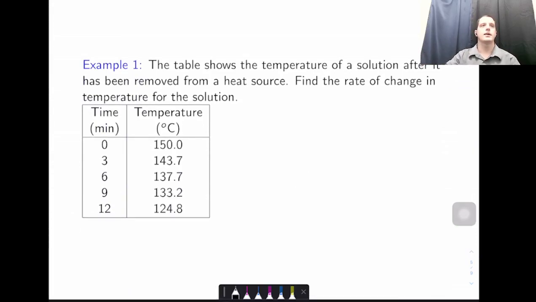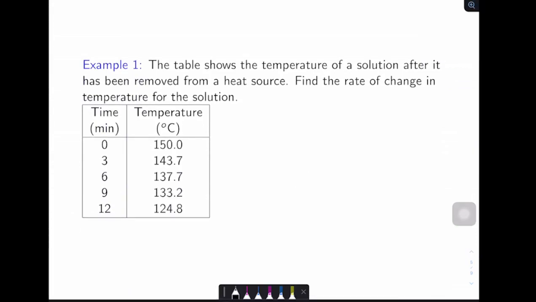All right, my face is in the way again, so let's go ahead and get rid of that one. The table shows the temperature of a solution after it has been removed from a heat source. Find the rate of change in the temperature for a solution. So in this case, we just need to take two different points here and calculate. I'm going to take the second two: 3 and 143.7, and I'm also going to take 6 and 137.7.